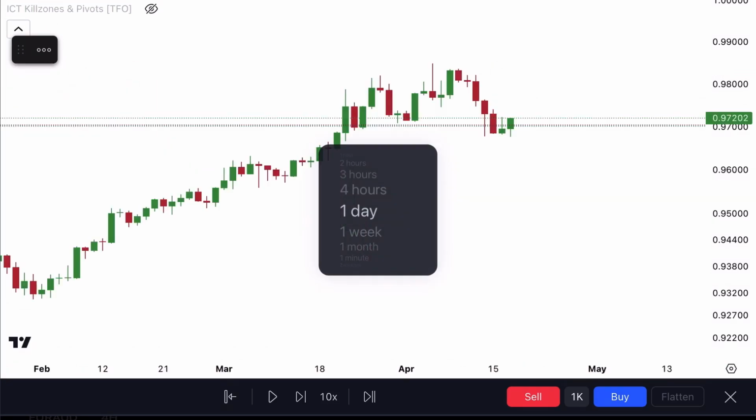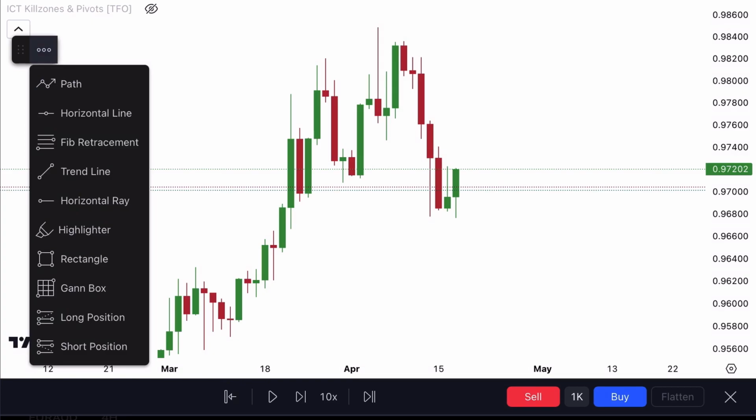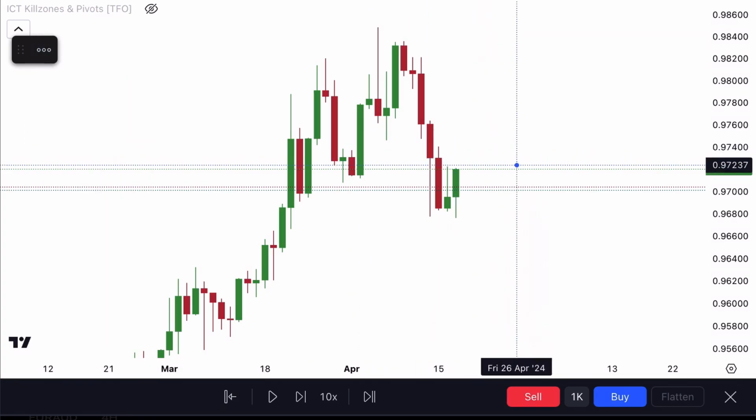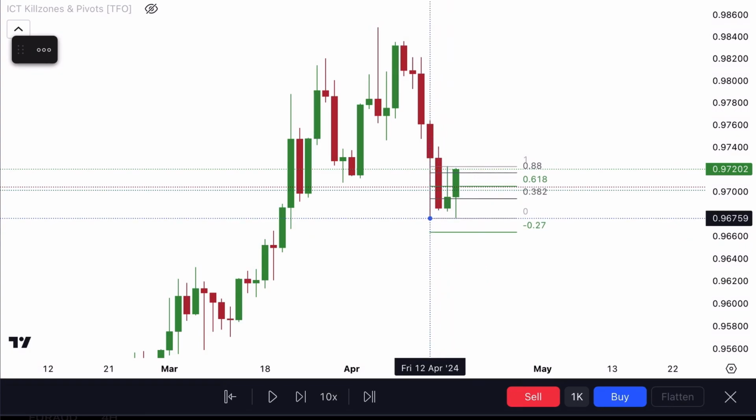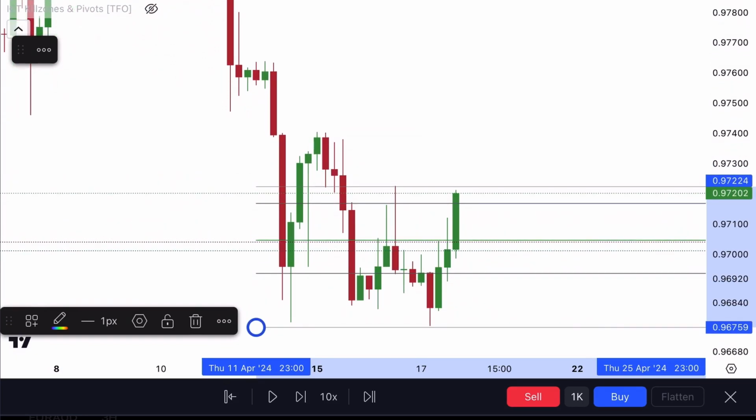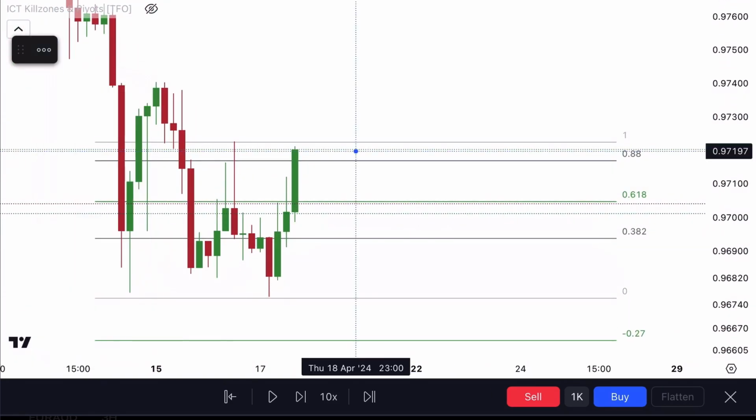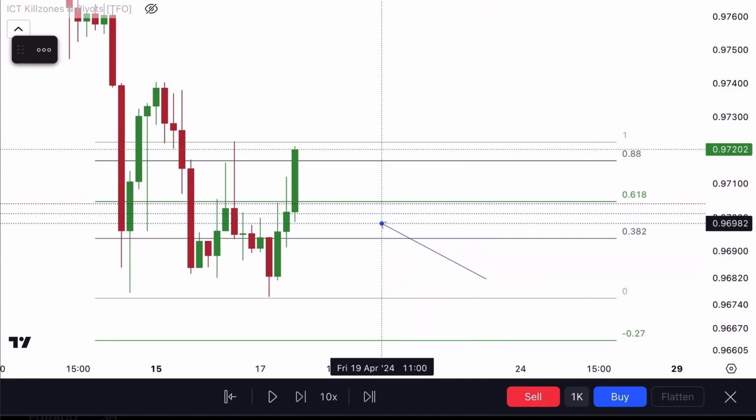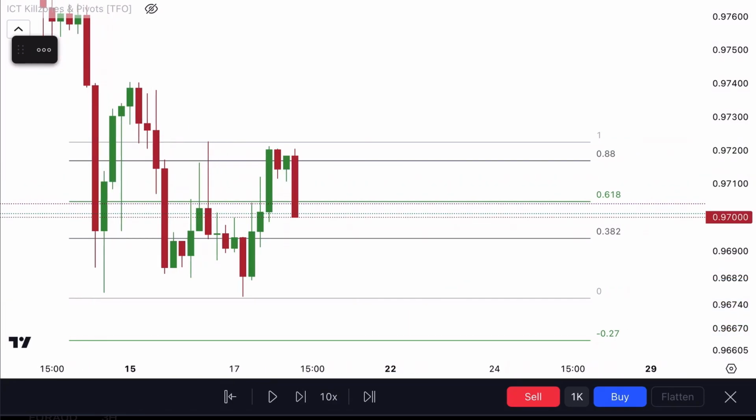Then we go back to the daily. On the daily, you will draw your Fibonacci in the opposite direction, like this. Go back to the 4 hour, wait for the break of the 61 level with the retracement. That will be our entry. Break of this 61 with the retracement, entry, TP. You know the drill. So right now we're just waiting.